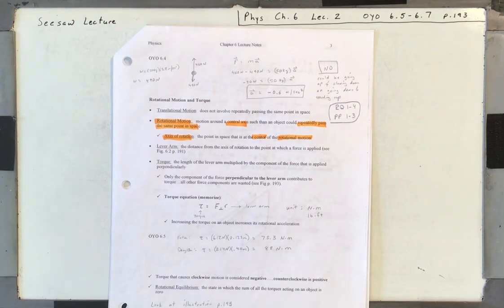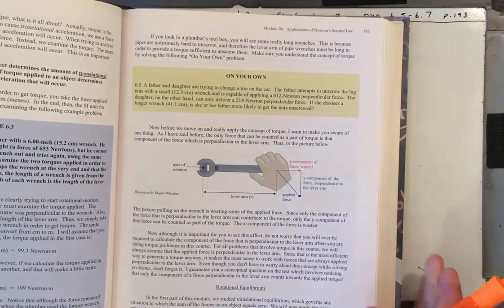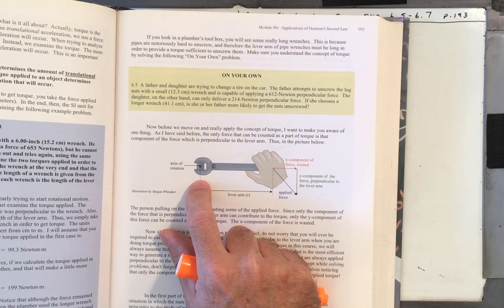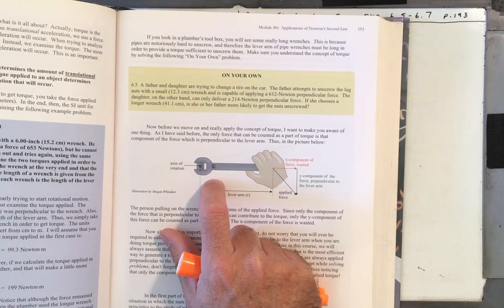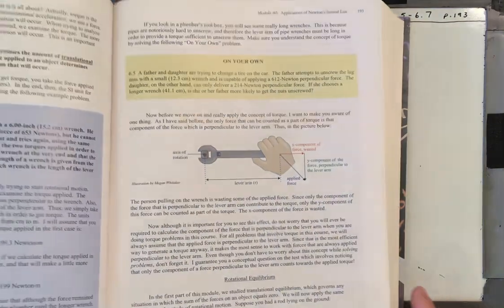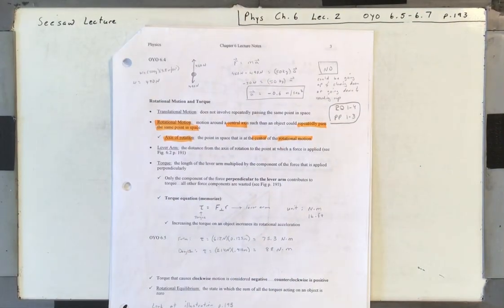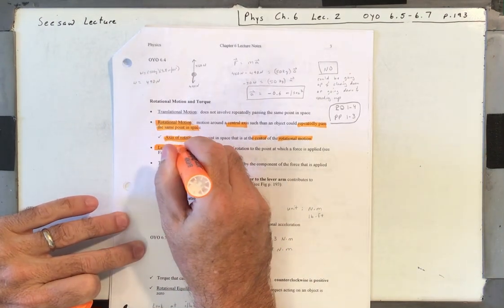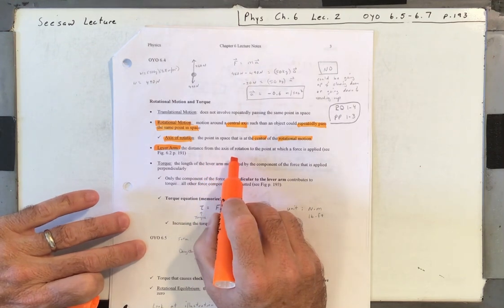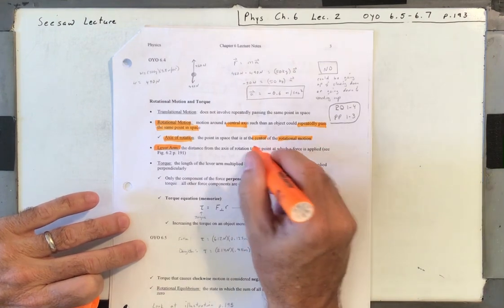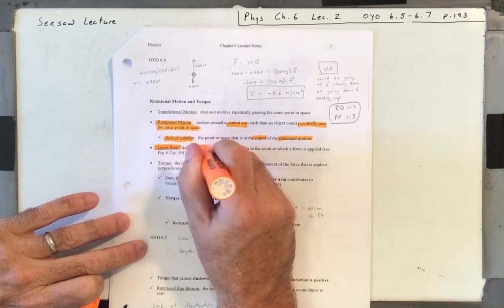All right, on page 193, we have this picture of a wrench and a nut, and the axis of rotation, what the wrench is rotating around, would be the nut there. Now the lever arm is the distance from the axis of rotation to the point at which a force is applied. So the lever arm is just a distance.